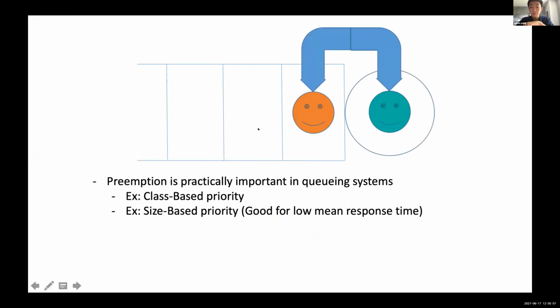So why do we care about this? Or like, what is the motivation behind this research? Well, the idea is preemption is practically important in queuing systems. For example, there's class-based priority systems where you can have like 10 classes and classes have priority in order, or there's size-based priority, which is a scheduling policy such as FB or SRPT, which is good for low mean response time. And there's other priority systems, but these are typically good to study.